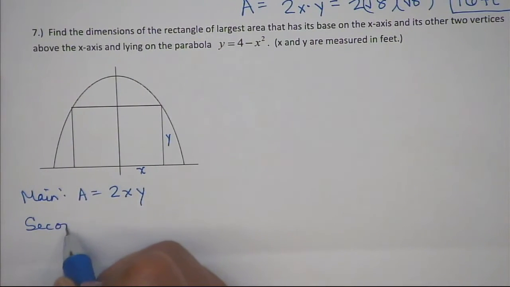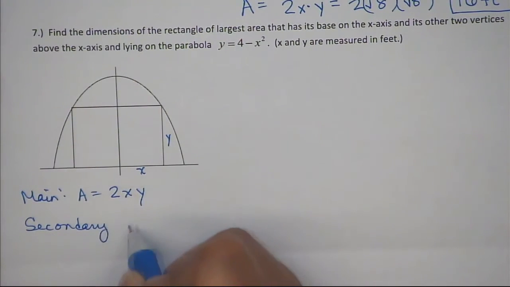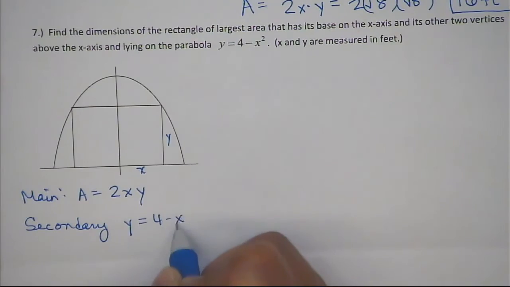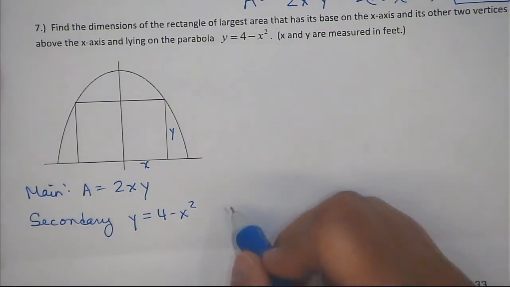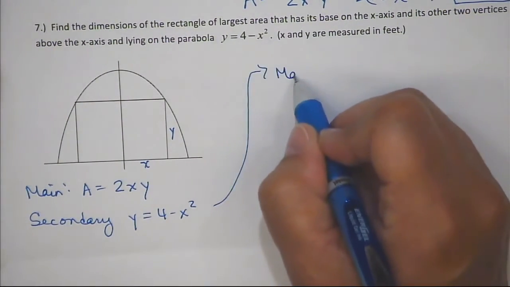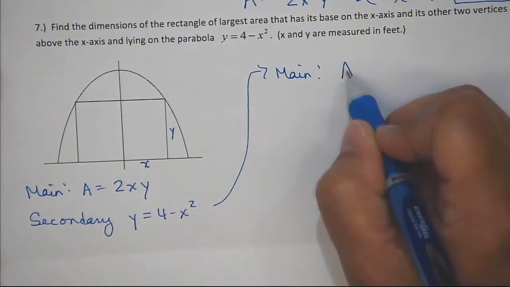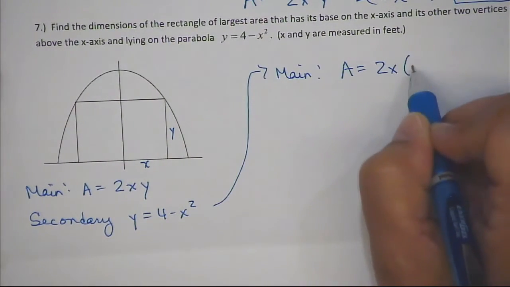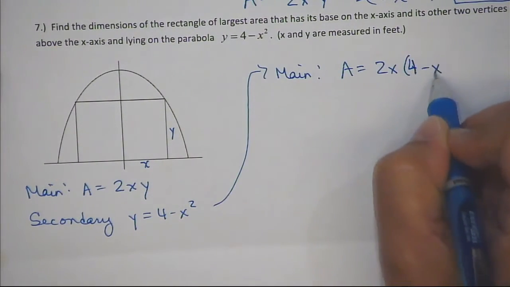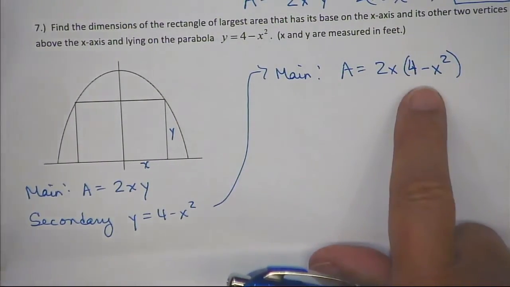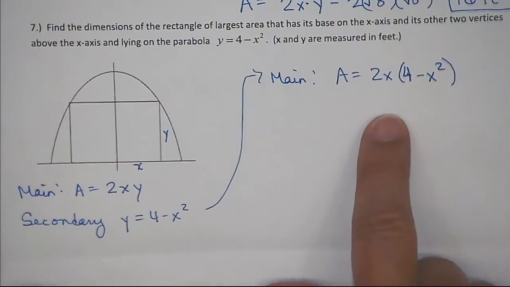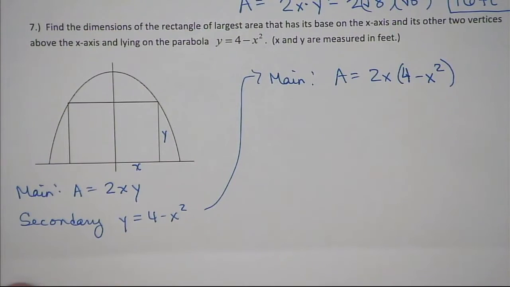I gave you that. y equals 4 minus x squared. And then you'll substitute that into the main. So 2x times, like that. And then you just distribute. I would distribute, get individual terms, and then you'll do your derivative. So that one's much easier, I think. Okay?